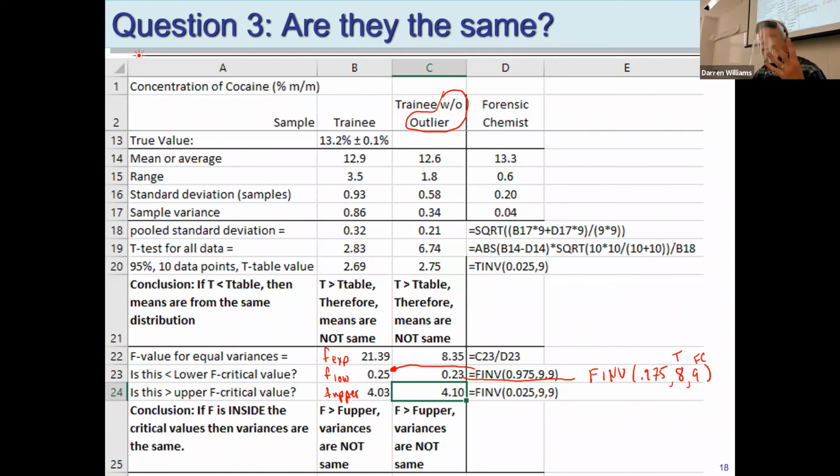So we've done all 4 tests. We did the Q test and the Z test on the potential outliers. We did the T test on the means of the 2 analysts, and we did the F test on the standard deviations of the analysts.